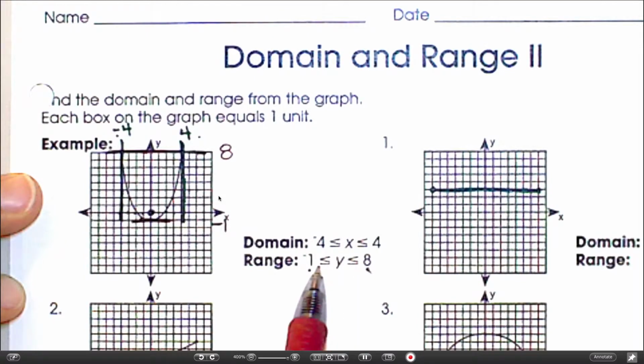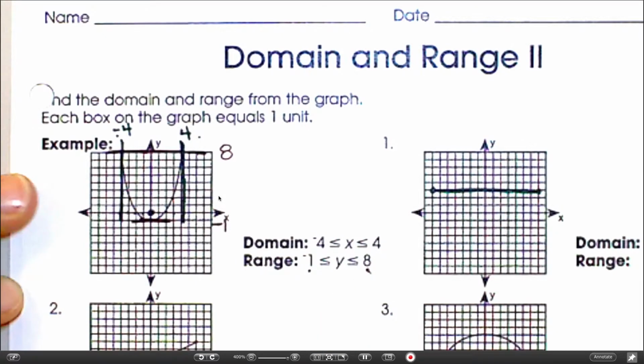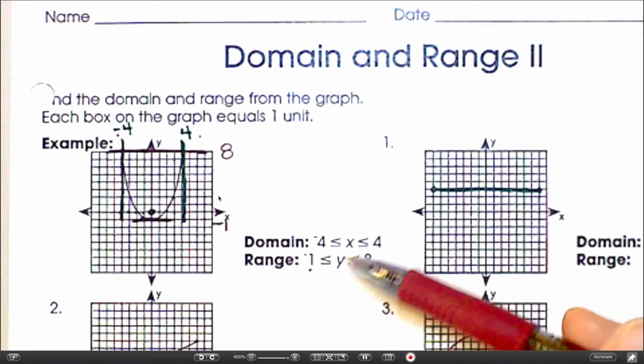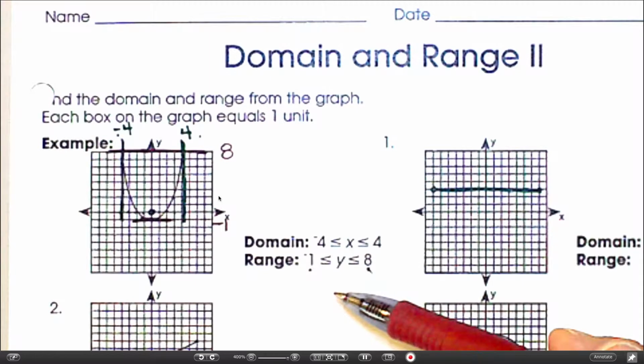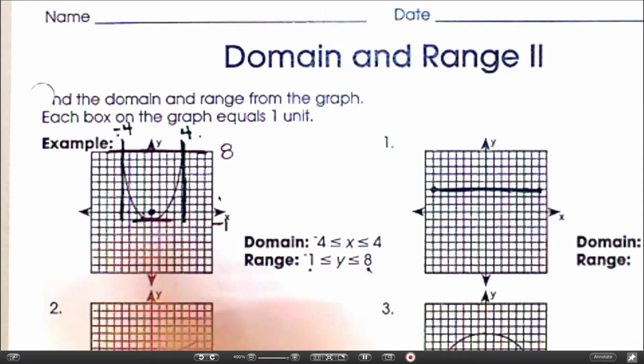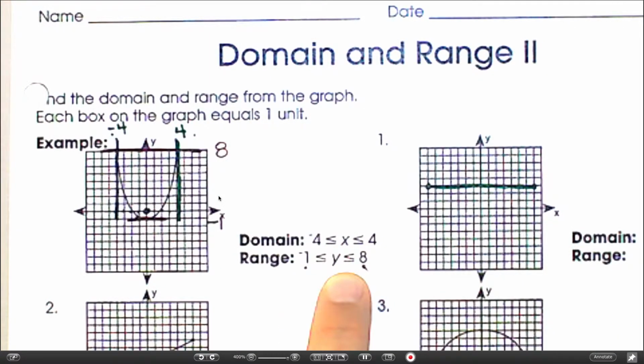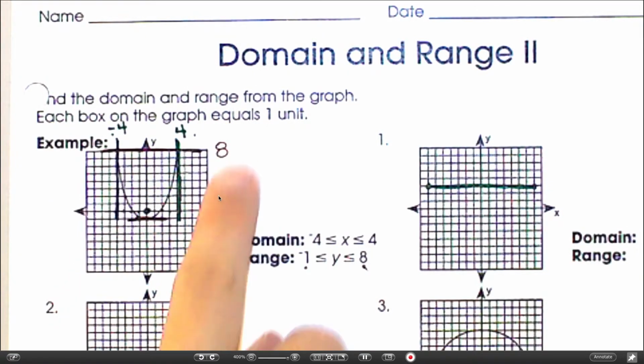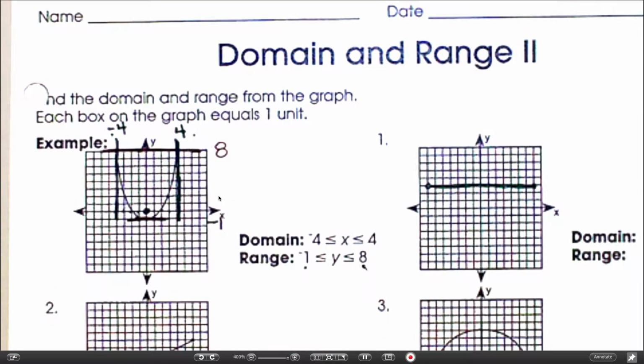Why am I using y this time instead of x? Okay, because this is the range. This is the y-axis. So domain is always using x, range is always using y. And again, you're using the less than or equal to symbol. So see how you're kind of boxing in your graph and then saying it goes from here to here, left to right, and here to here, up and down? That's the idea on this page.